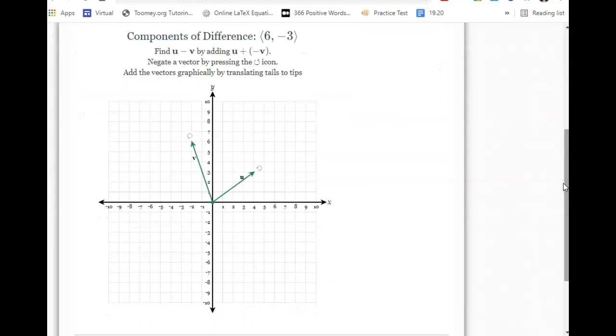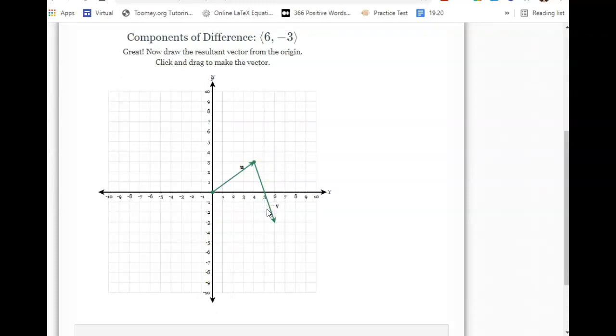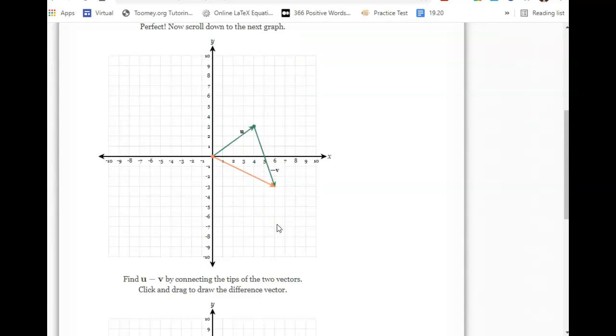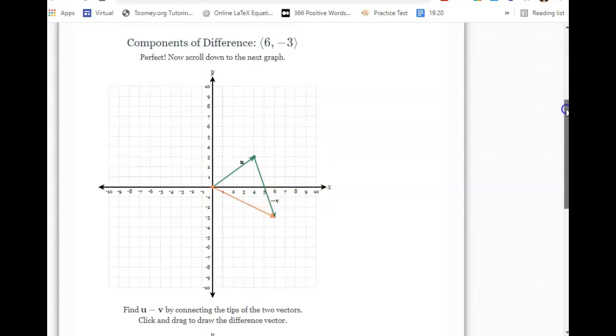It says find U minus V by adding U plus a negative V. So here's U, here's V. See this whole thing here? This is going to negate V for me. So if this is V, that's my negative V. Since I'm subtracting, I'm really adding U plus a negative V. So I take U, here's my negative V, I'm going to drag it tip to tail right there. It says great, because it's telling me I'm right. Now draw the resultant vector from the origin. So I'm going to draw that right there. That's my resultant vector, and that shows me that that is 6, negative 3. Okay? Which is what I had.